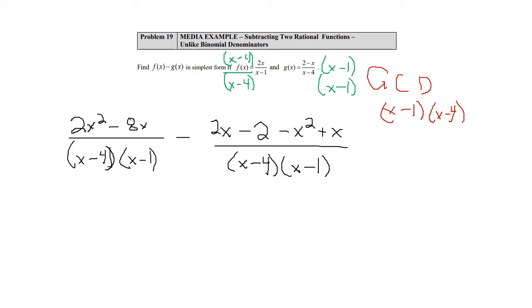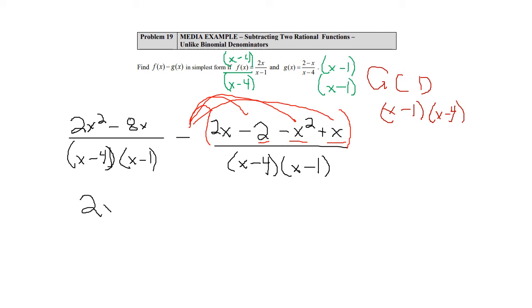All right, so let's do a little bit of combining here. You have to be a little bit careful on this g function because we're subtracting this entire numerator. So that means we actually have to distribute this negative sign to each one of these terms individually. So this 2x is going to become a negative 2x. This negative 2 is going to become a positive 2. This negative x squared is going to become a positive x squared. And this x is going to become a negative x. So just be very careful with that. Whenever you're doing subtraction, it's a really easy place to make a mistake.